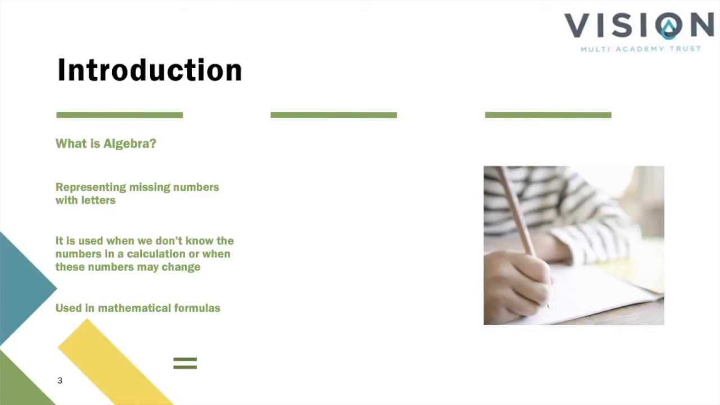Often it's used further up in terms of calculations when we don't know the numbers in a calculation or when we think these numbers might change. So if you think about Key Stage 1, you might ask children to work out missing numbers within number sentences. And if you're leaving a space, you're leaving a square, you're leaving a shape, that's algebra. And then, of course, further up the school, it will be used in mathematical formulas to represent the missing and unknown numbers.